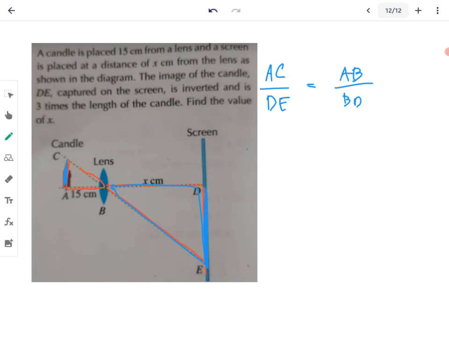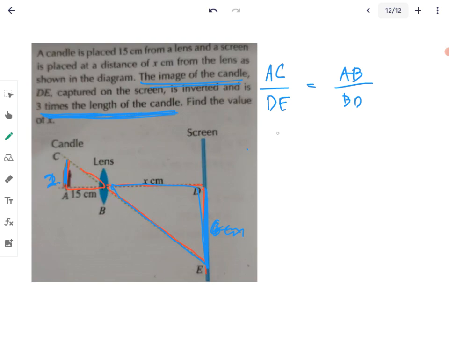So we know that for AC and DE, in the figure, there is no given value for how long DE and how long AC are. But it says here that the image of the candle, which is the DE, is 3 times the length of the candle. Meaning if the candle is 1 cm, this one is 3 cm. If this candle is 2 cm, 3 times of that, therefore this is 6 cm. So there is no apparent value, but we are given the ratio. It says that the image of the candle is 3 times the length of the candle.